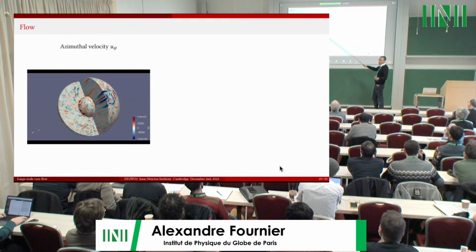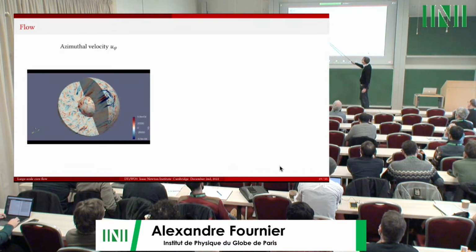So this is now a movie of the azimuthal component of the velocity. So outside of the tangent cylinder, you see signs of axial invariance, and then a very strong westward current here along the rim of the tangent cylinder.